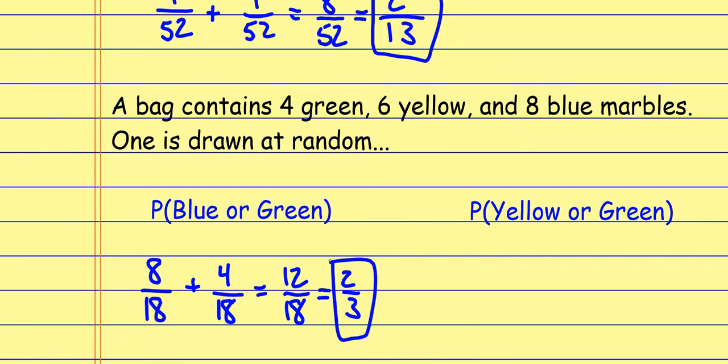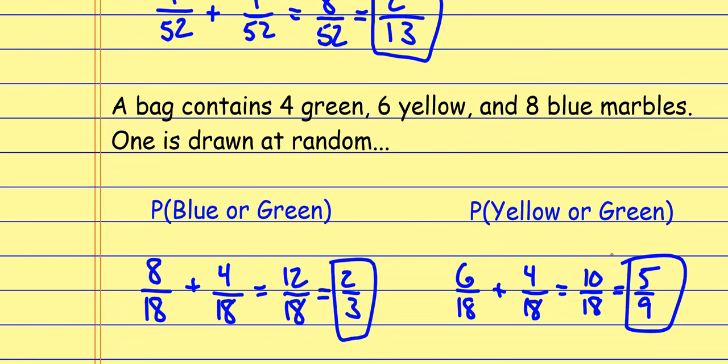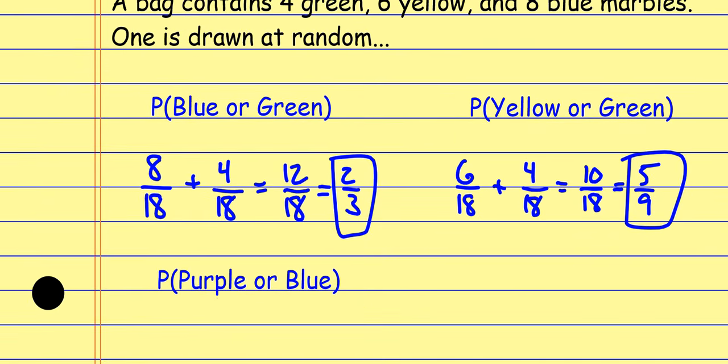This one, yellow or green, so the probability of a yellow marble would be 6 out of the 18. Or means we add. The probability of a green marble is 4 out of 18. Now when I add these up, I already have common denominators. That's 10 out of 18. Now I can reduce the fraction. That's 5 out of 9. Again, or means we add. So we come up with each of those probabilities, and then I add them up. Down here, the probability of a purple or a blue.